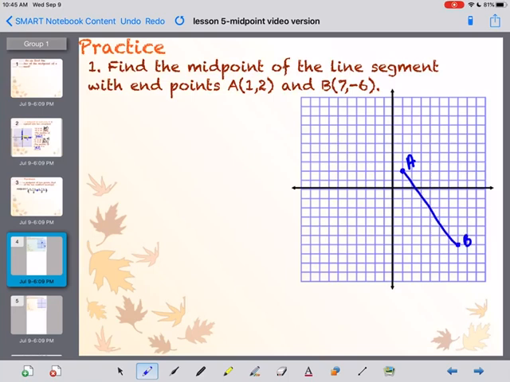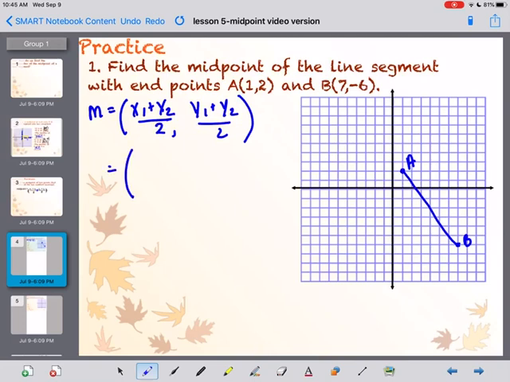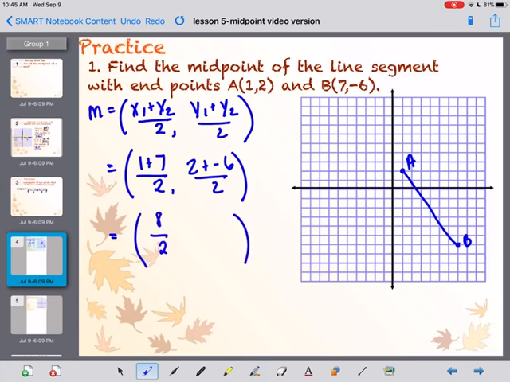Let's use the formula to find the midpoint. So again, the formula: x1 plus x2 divided by 2, comma, y1 plus y2 divided by 2. It doesn't matter which one you use as x1 and which one you use as x2, as long as you're using both of the x's, and similarly for y. So I'm going to add 1 and 7. Those are my two x values. Divide by 2. 2 plus -6 divided by 2. Okay, 1 plus 7 is 8. 2 plus -6 is -4. And then dividing, we get 4, -2. That is the location of my midpoint.